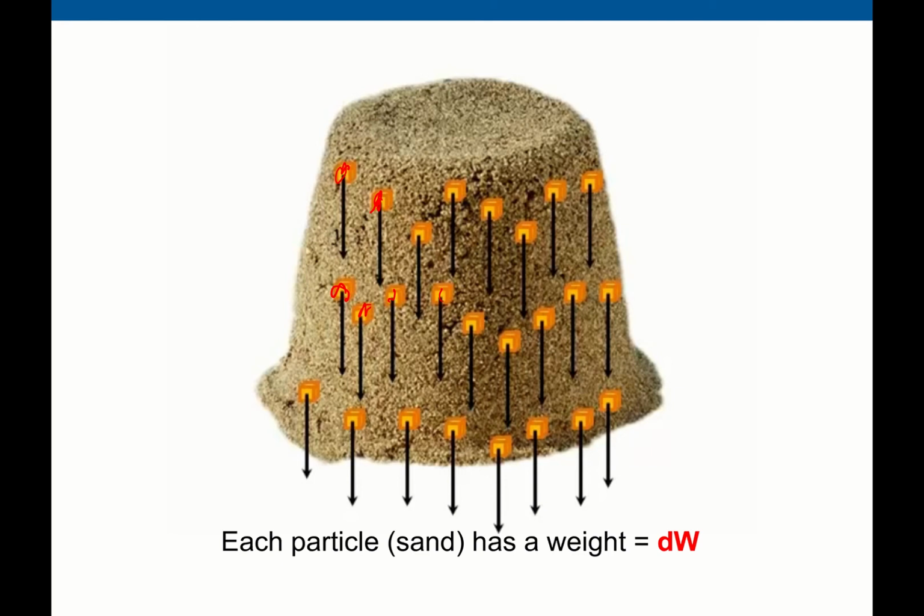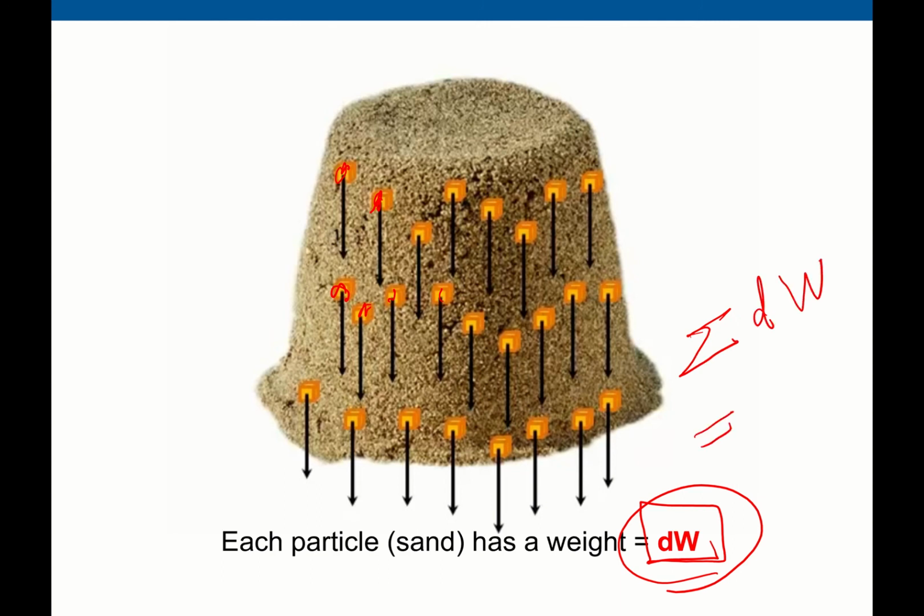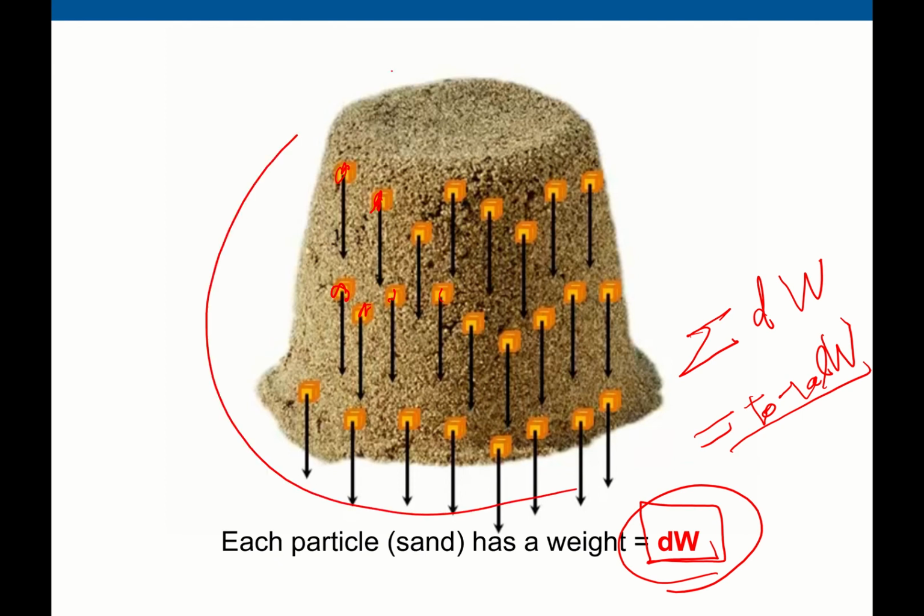So you may recall, oh, it looks like a distributed load, right? Yes, that's exactly the same concept. We have a small, tiny particle, and that particle has a weight. Let's say that particle has a weight called the differential weight. When you add up all the differential weights, that should be equal to what? That should be equal to the total weight of this entire sand. So this is an easy concept, right?